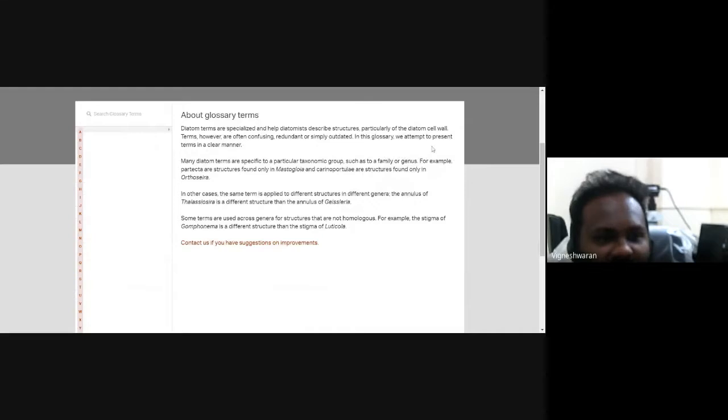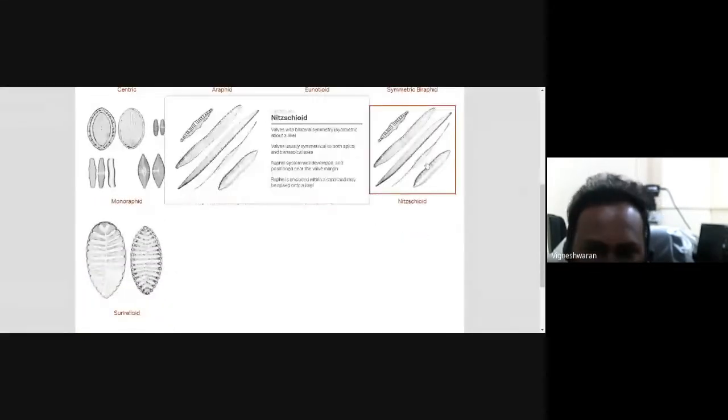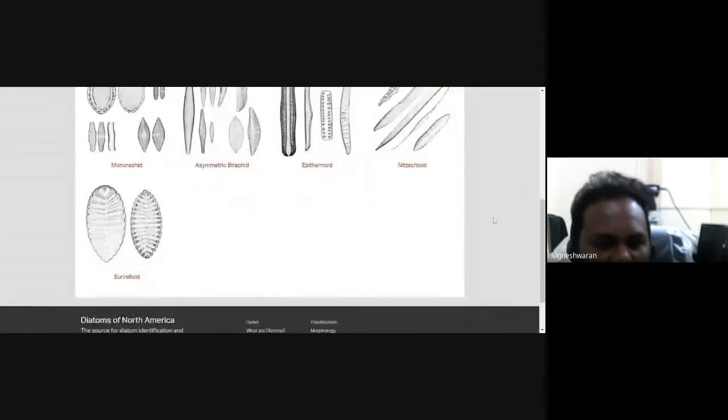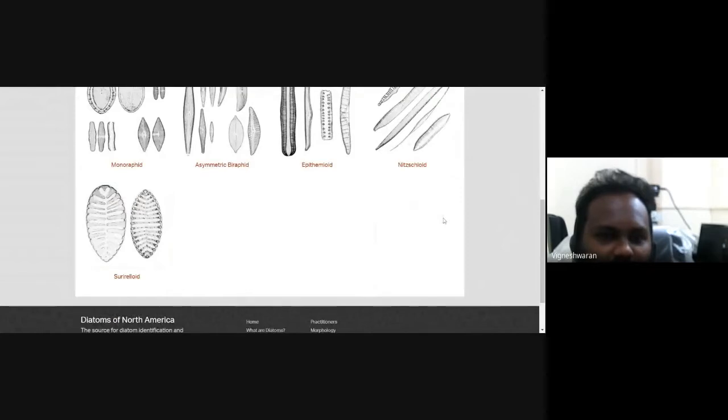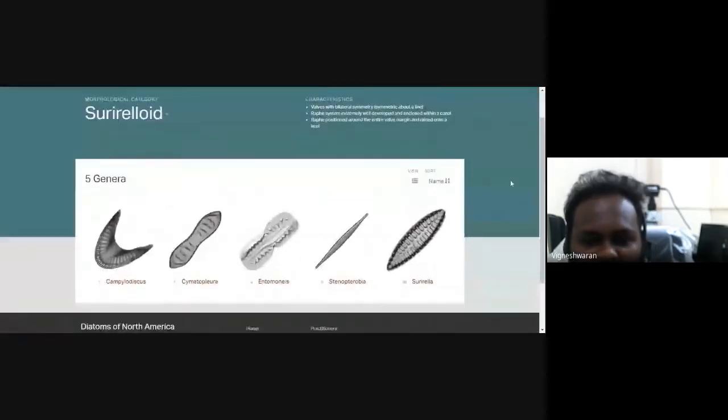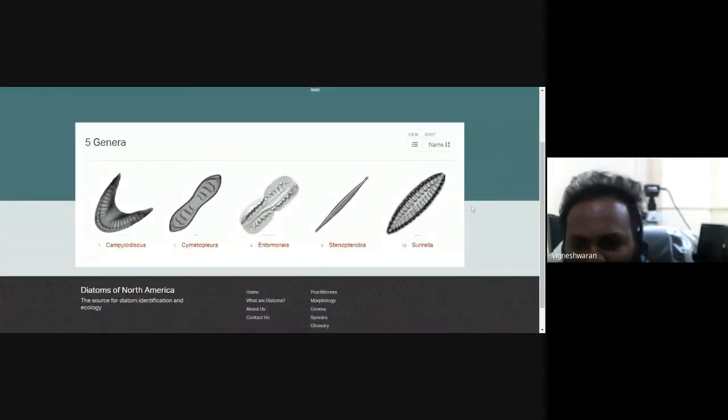So that is one of the characters of that epithemia. And nitzschia also, inside that canal is running. And another type is surirella. So these diatoms, these are the biggest diatoms we can say. So I think somebody asked, can we see these diatoms with naked eyes?